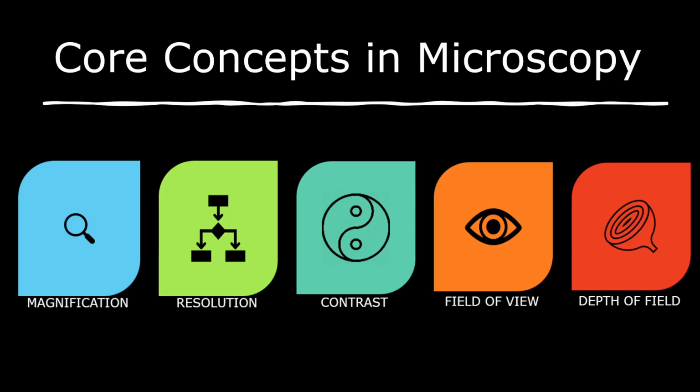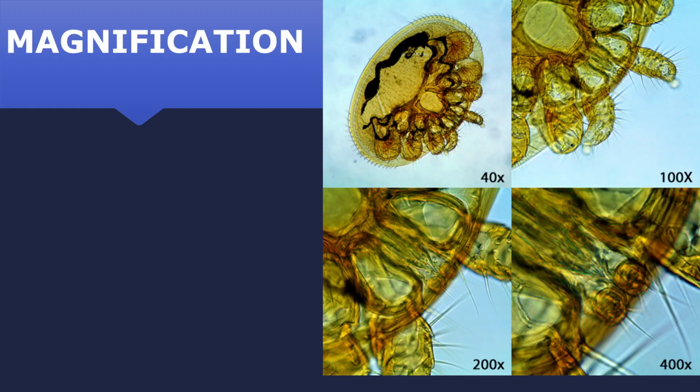Welcome. In this short video, we're going to cover 5 core concepts that help us understand what we're seeing under a microscope. These are magnification, resolution, contrast, field of view, and depth of field.